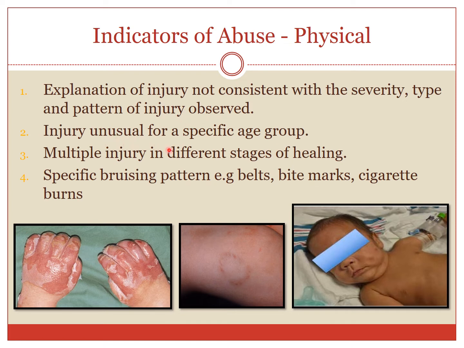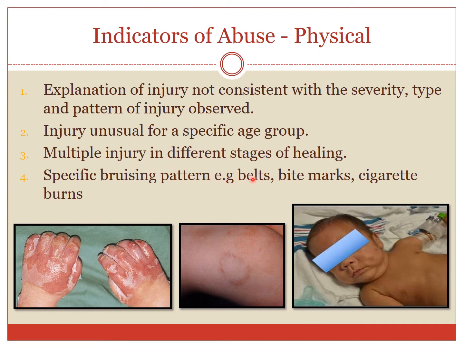Number two, the injury is unusual for a specific age group. As you can see in this picture, this is a bite mark. This bite mark would be an unusual injury for an infant, because infants do not go to play school and do not fight with other children of a similar age. Being bitten by a fellow child of the same age can be usual for school-going children, but it's unusual for an infant. So this is what is meant by an injury unusual for a specific age.